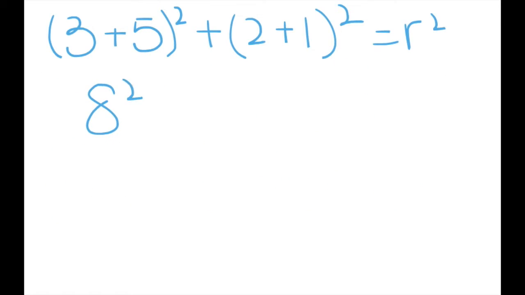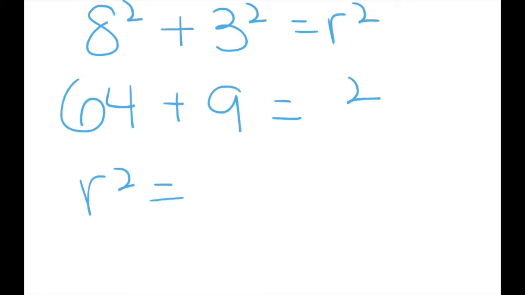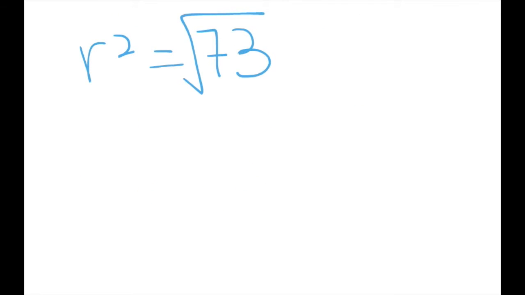Now we're going to solve this. That's going to give us 8 squared plus 3 squared equals radius squared. So you're going to get 64 plus 9 equals radius squared. Now if you further simplify this, radius squared will give us 73. Now we square root this number, and then we're going to get r is equal to square root of 73, because square root of 73 is already the simplest radical.